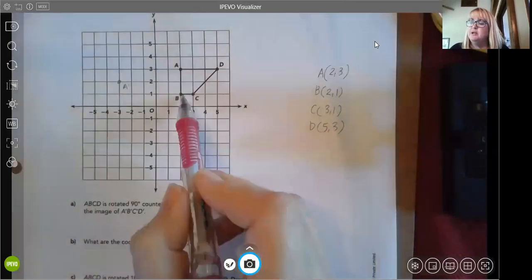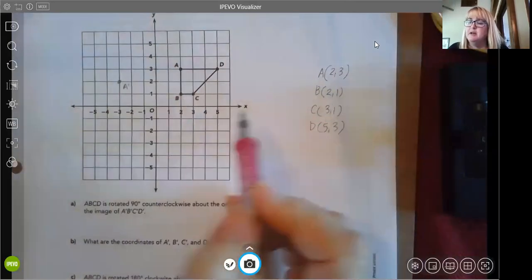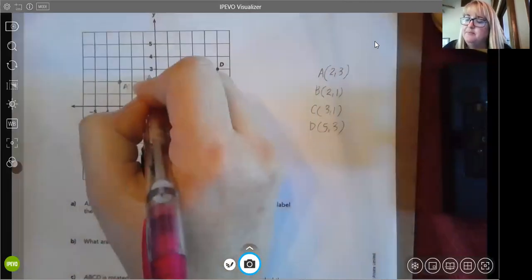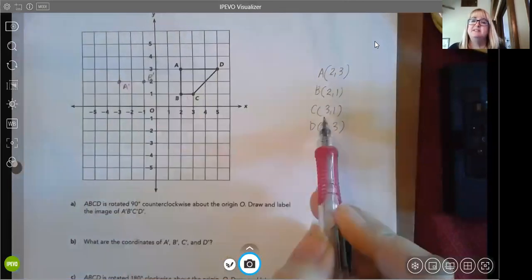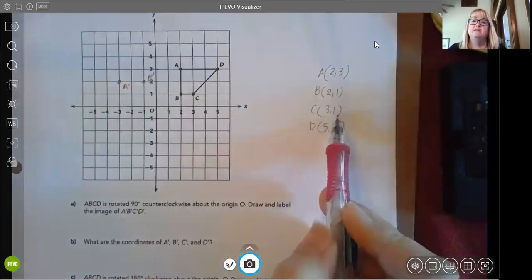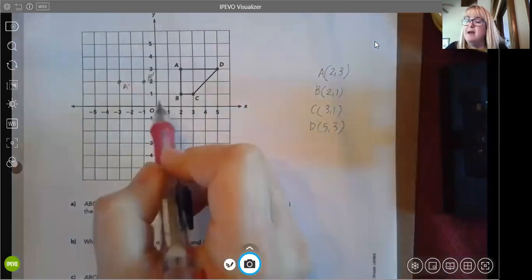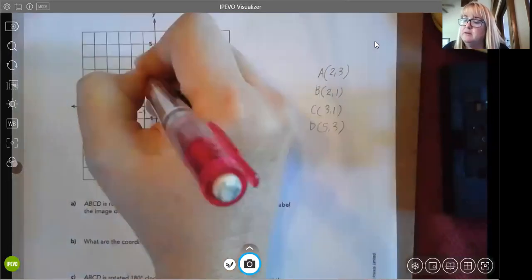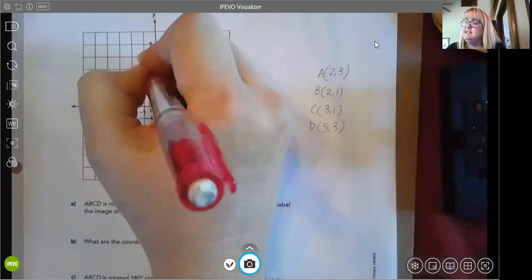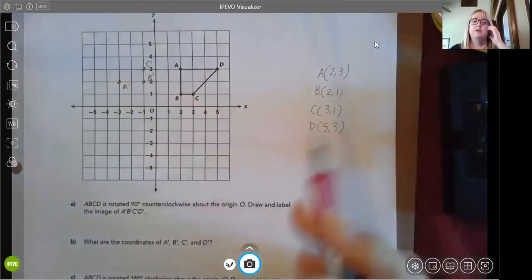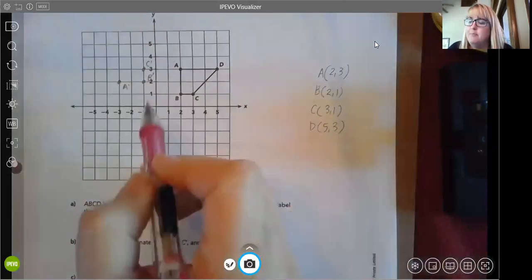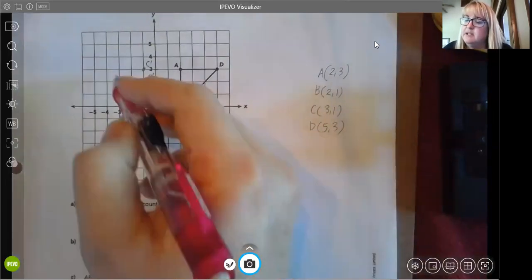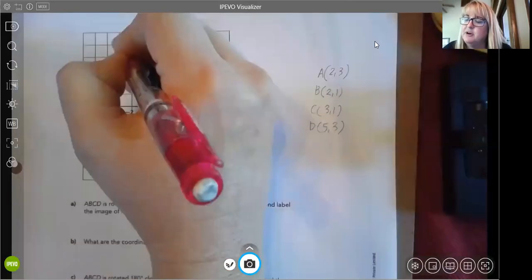B is (2, 1). So I need to go 1, 2. So I'm going to go back 1, up 2. That's going to be B prime. C prime, C is at (3, 1), so I'm going to flip that and go 1, 3. So I'm going to go back 1, up 3. 1, 2, 3. This is C prime. And D is (5, 3). Flip it around, 3, 5. So I'm going to go back 3, up 5. It should be here. And that's D prime.